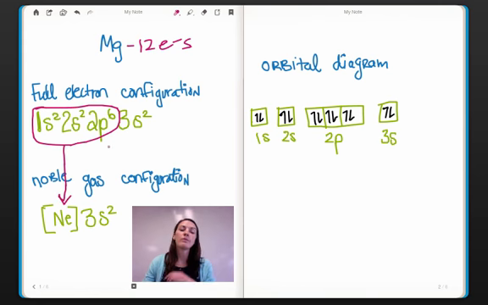So what we want to do when we're doing our orbital diagrams is we're going to need this full electron configuration to help us out. Okay, we're going to need that. So if you look over here, this is an example of an orbital diagram for magnesium.